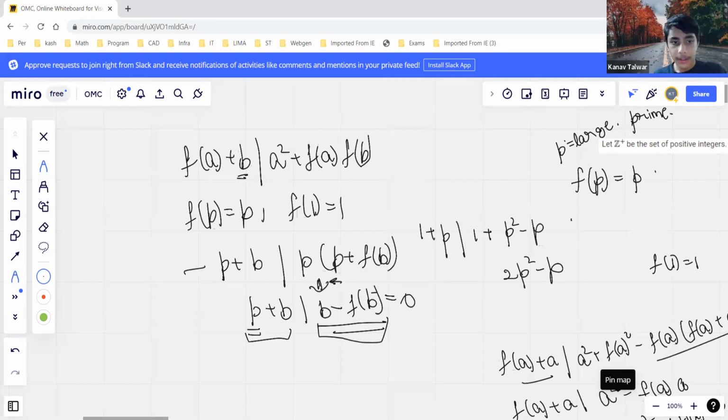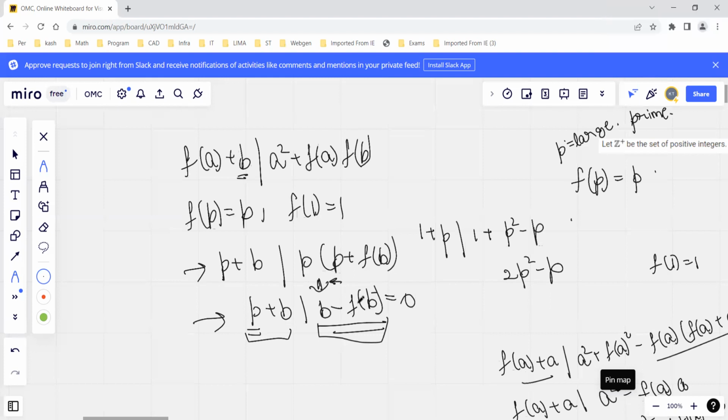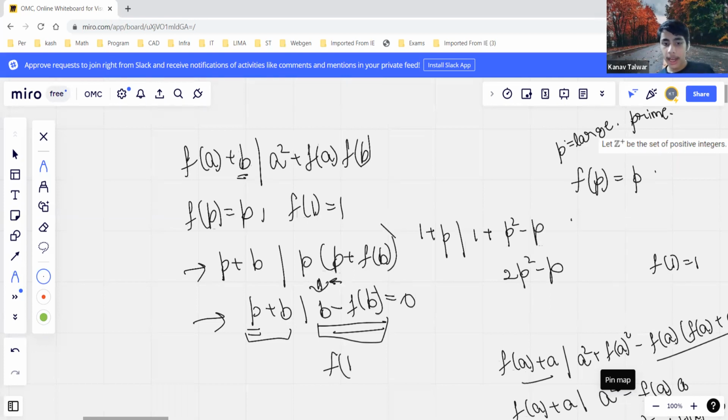How do we get from p plus b divides p times p plus f(b) to p plus b divides b minus f(b)? Yes, sure. So we have that f(b) is equal to b for all b. And this is what we wanted to do. Is the proof clear? Yeah.